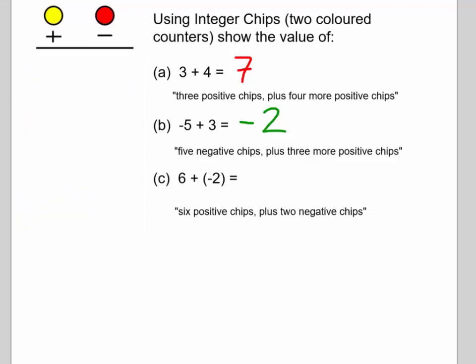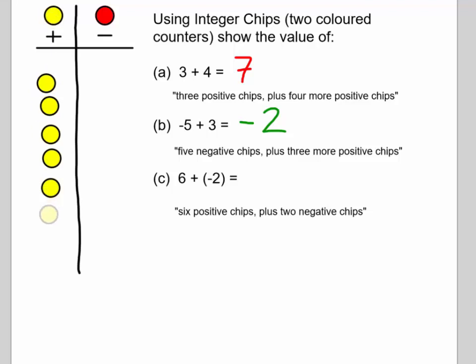Oops, I even lost my line down the center there. Let's put that back. So 6 plus negative 2. If I take 6 positives, and now this, because I have a nice bracket there and the addition sign, 1, 2, 3, 4, 5, 6, this says add 2 negative chips to this collection.